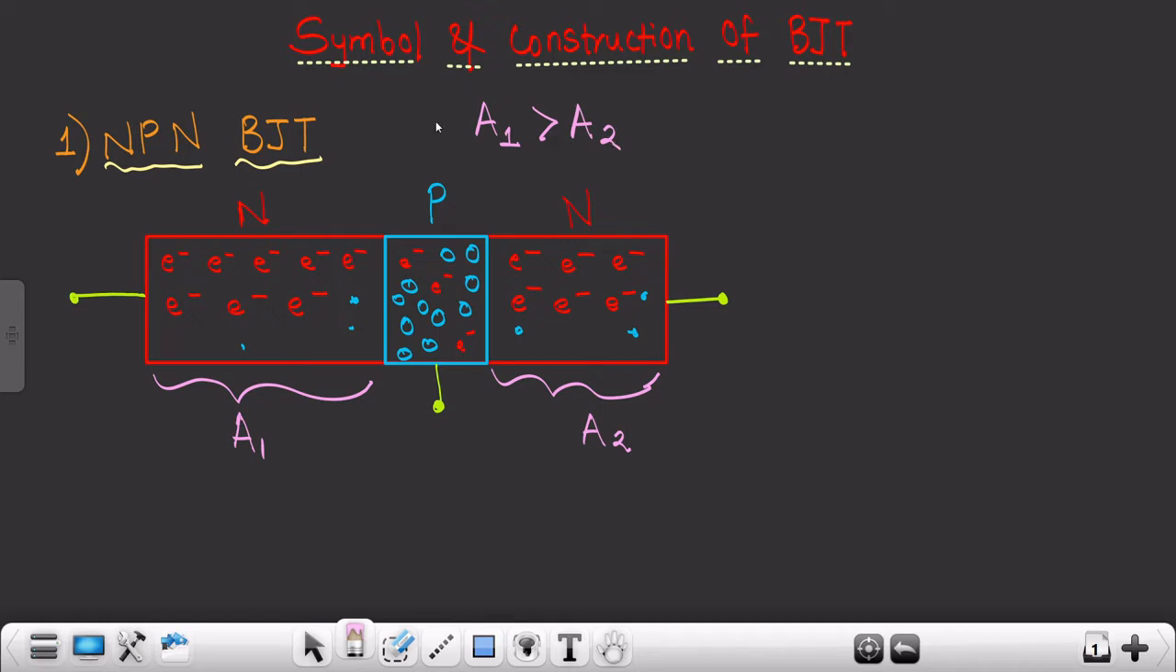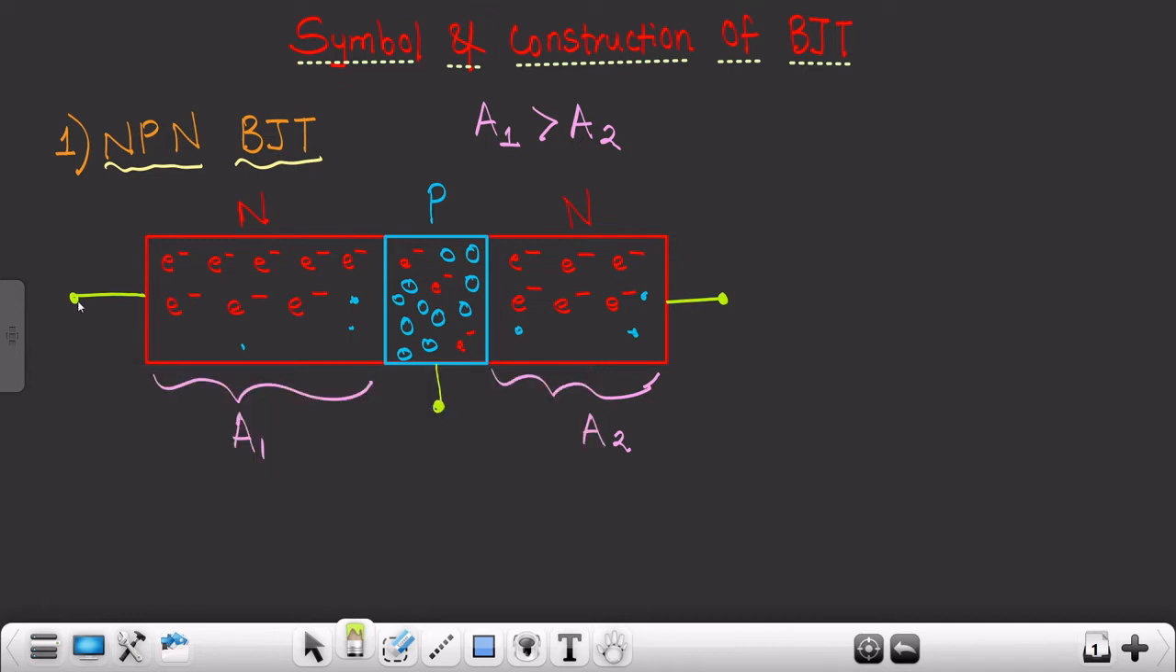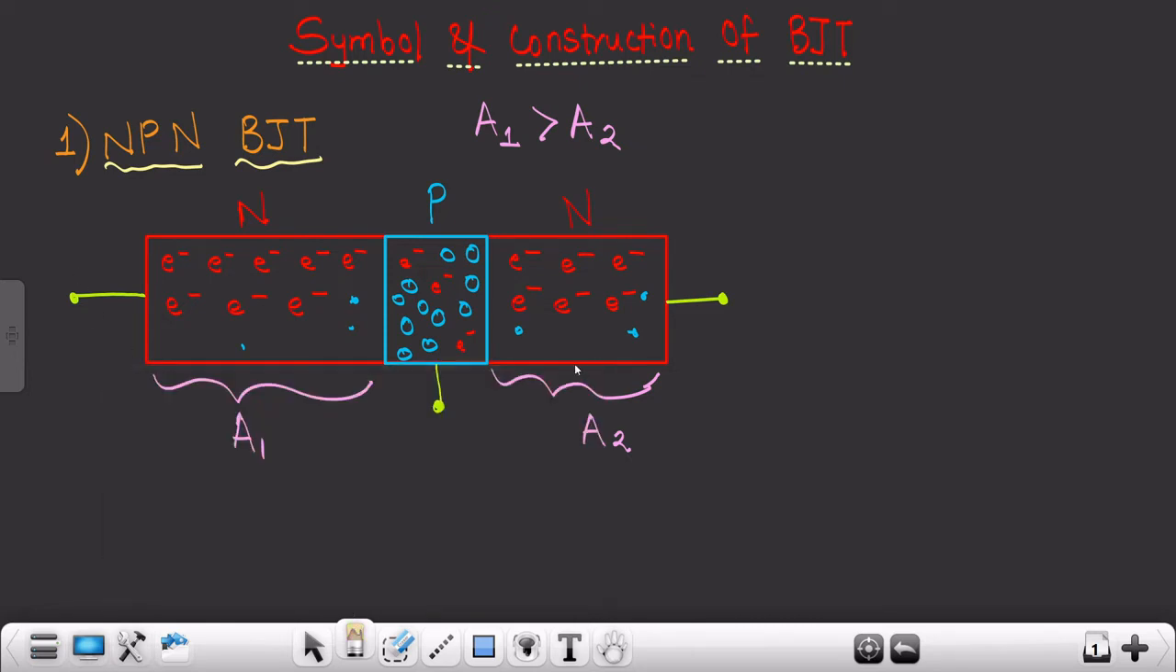Now you will say, sir, you did this by mistake. I will say no, I did it intentionally, because this is how a BJT transistor looks. So when one area is greater than the other, considering that both are N type, this particular region, or the electrode coming out from the region whose area is greater, for N type I'm talking, is known as the collector, or C.